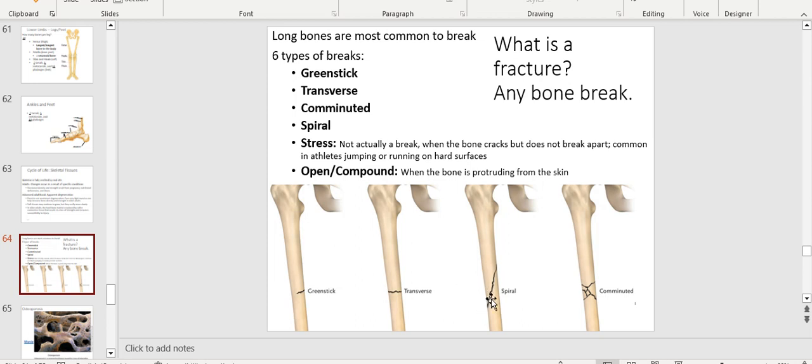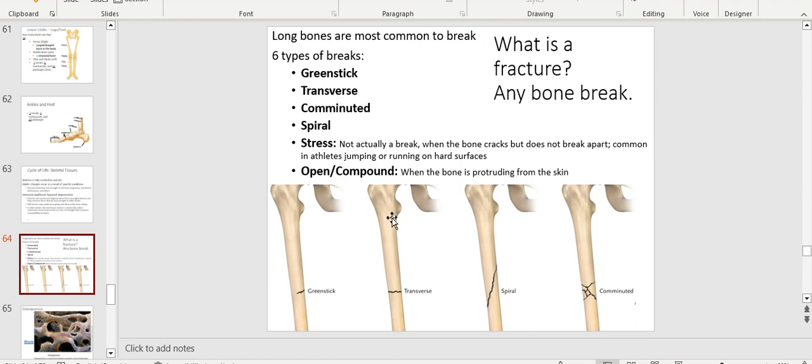It causes trouble, right? Comminuted tends to be kind of devastating, a smash into little pieces, where the bone is in some places degenerated. It's really bad. How do you put this one back together? Stress fracture is not actually a break; the bone cracks but doesn't break apart. It's common in athletes, and happens to us all the time without us even really knowing it.